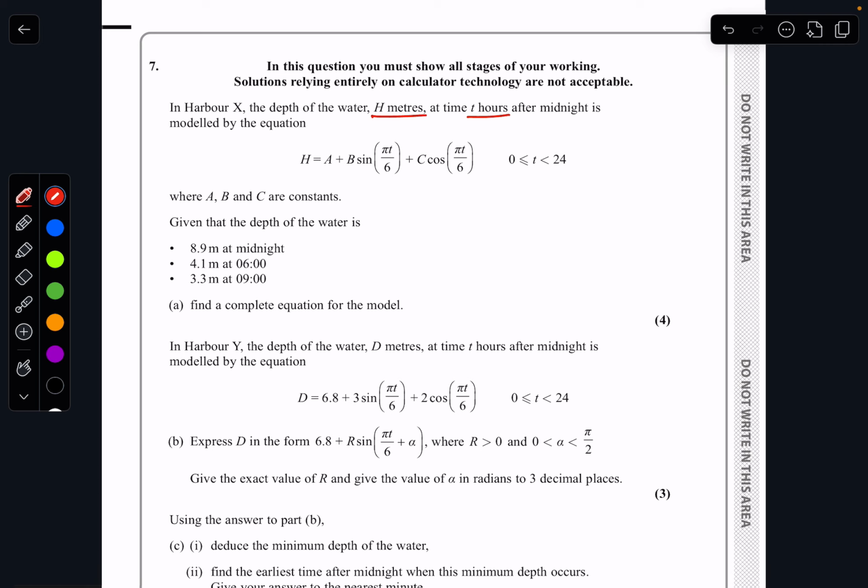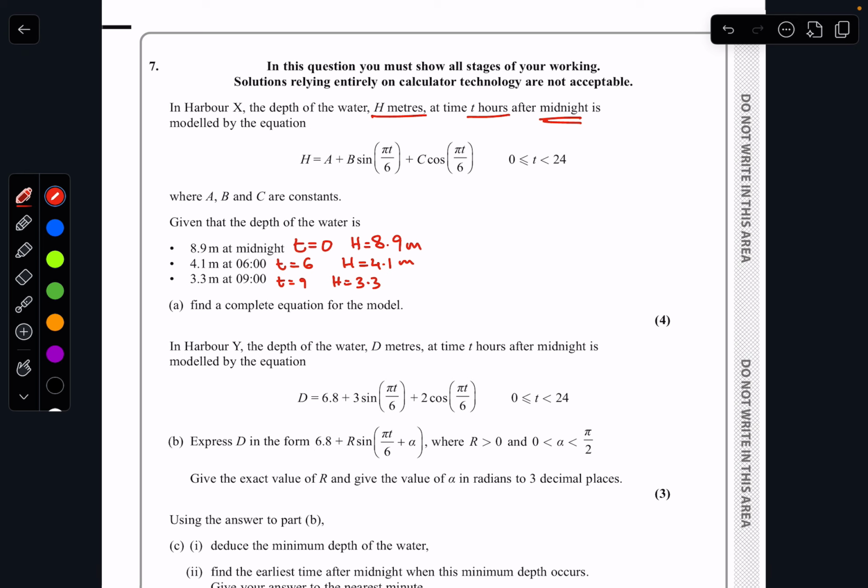T represents the hours after midnight. So at midnight exactly, T will be equal to 0, and the height of the water is going to be equal to 8.9 meters. At 6 a.m., T is equal to 6, and the water height is equal to 4.1 meters. And at 9 o'clock, where T is equal to 9, the water height is equal to 3.3. They're telling us to find the complete equation for the model.